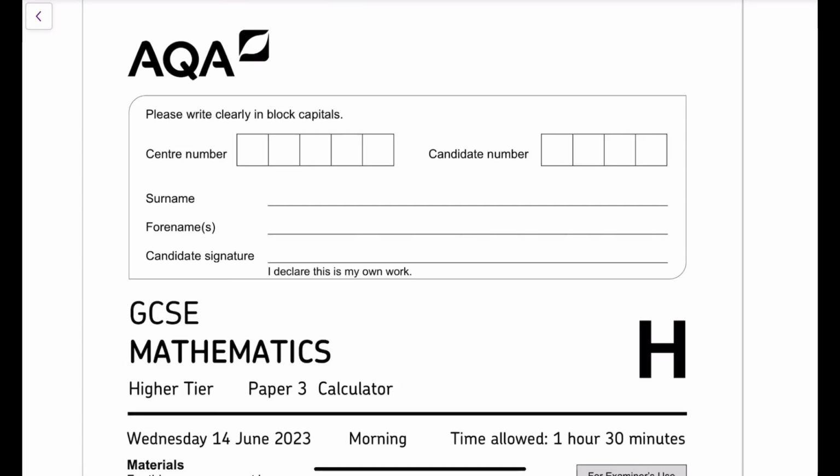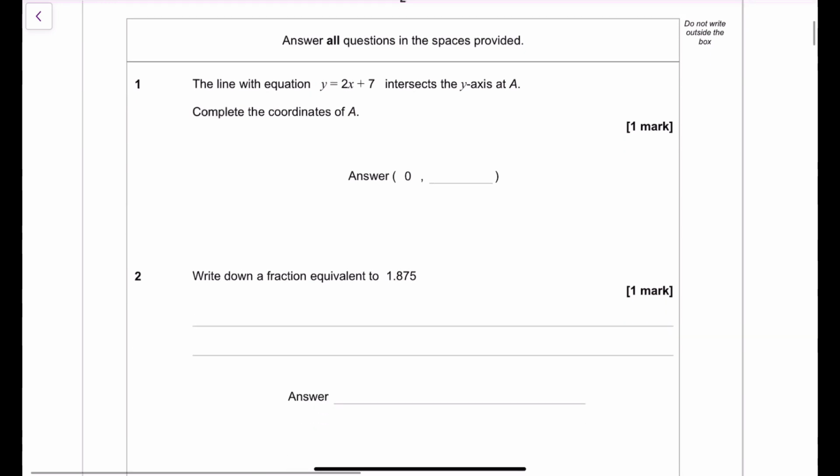These are the solutions to AQA's GCSE Mathematics Higher Tier Paper 3, and it's from June 2023, so summer 2023. So it is a calculator paper.